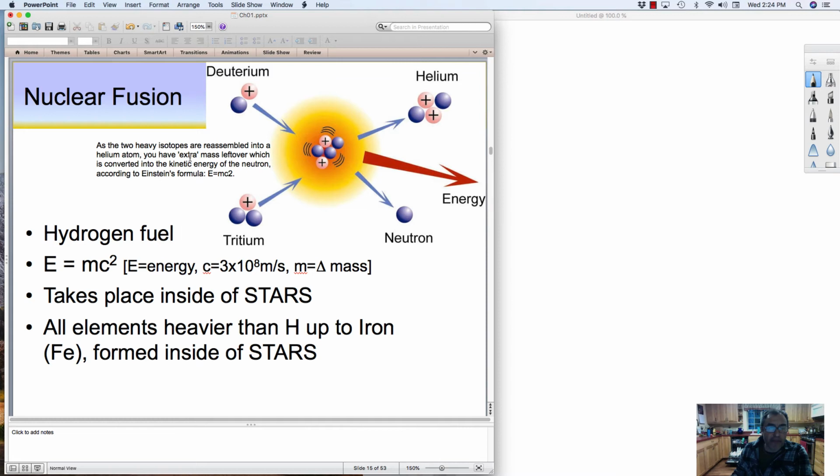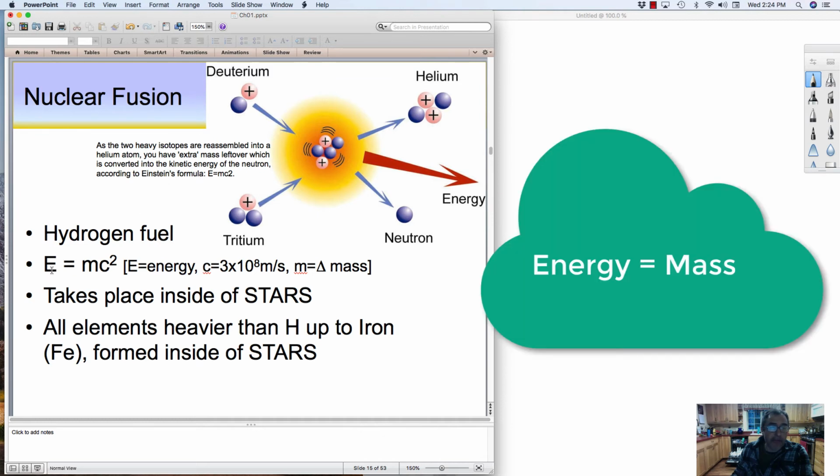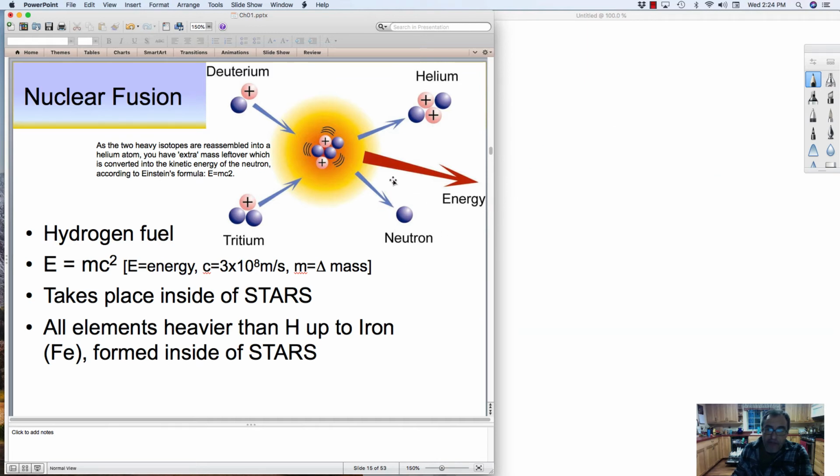So this extra mass left over is converted to kinetic energy, right? And it really follows Einstein's formula. Energy equals mass. That's key, right? Energy equals mass times the speed of light squared. So in this case, the mass of this extra mass that doesn't go into the helium converts to energy, and that's the solar radiation we feel.